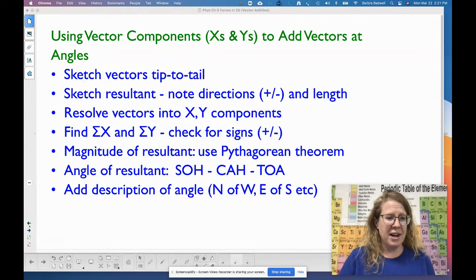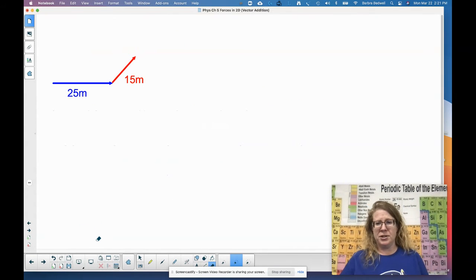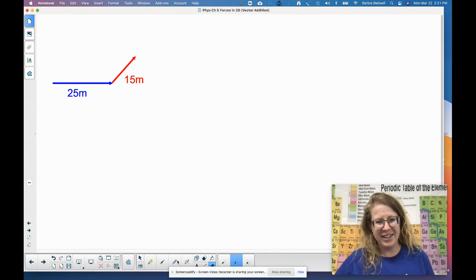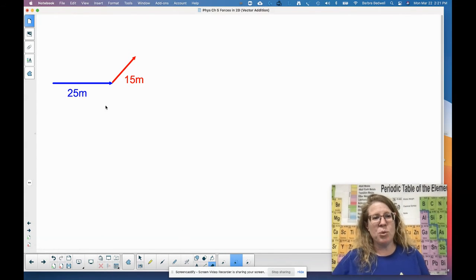So here's our practice problem that we're going to use right now. Again, use these steps, and we'll figure out how to address it. Here we've got two little vectors, a blue vector and a red vector. One is 25 meters, which is due east, and the other is 15 meters, which is at some sort of angle. I'll put the angle in here in a second. I forgot to write that on there.